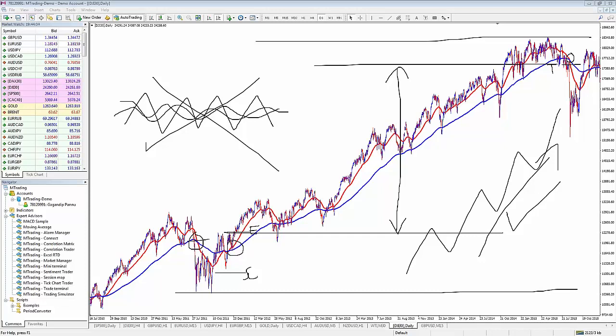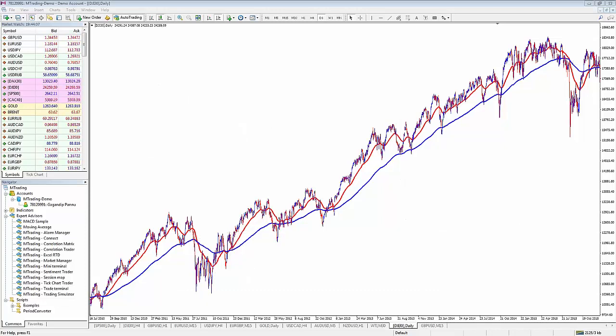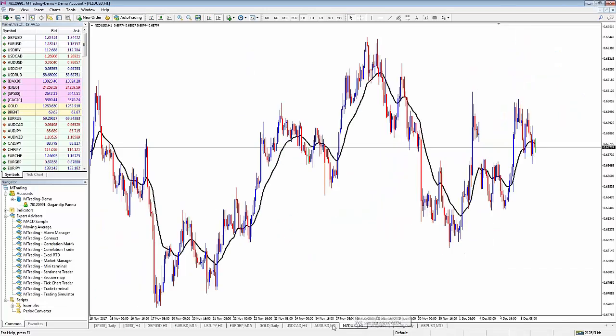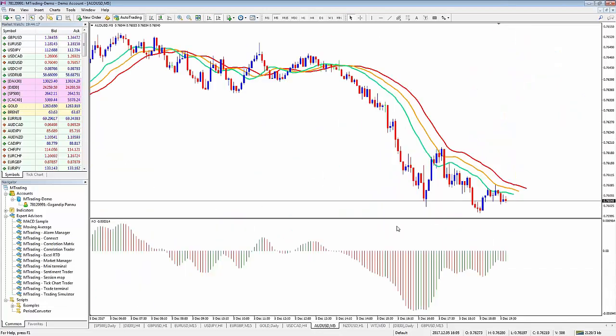Okay, so let's move on to the next, more advanced moving average system. I've got an example right here. This is a great system which allows you to better understand how to take advantage of short-term sentiments. It is for trend trades, and it also gives you very good breakout signals.